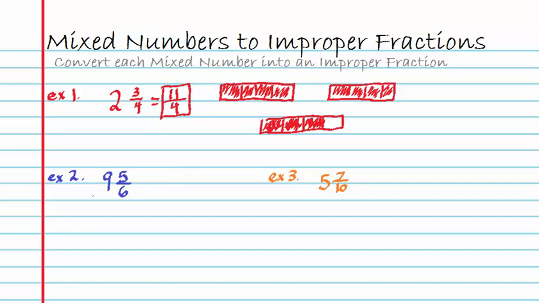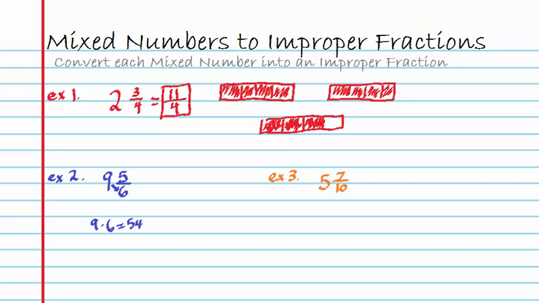So our quick way of converting a mixed number into an improper fraction is a two-step process. So what we have to do is we have to multiply the number out in front. So in example 2, that number out in front is a 9. We have to multiply that by 6. So the first thing I do is 9 times 6. That's the first thing I do. So in this example, 9 times 6, that is 54.